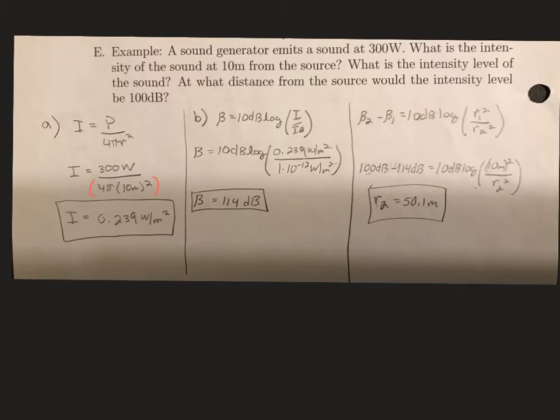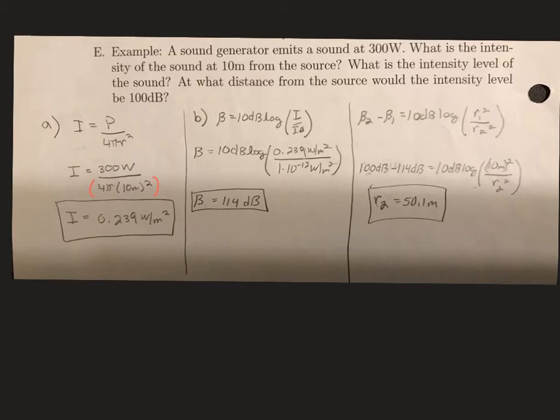Now, if I want to know what the intensity level at a different distance is, I need to use intensity level 2 minus intensity level 1 equals 10 decibels times the log of distance 1 squared over distance 2 squared. So let me go through the math in a little bit more detail of that, since it may have been a while since you've used base 10 log.